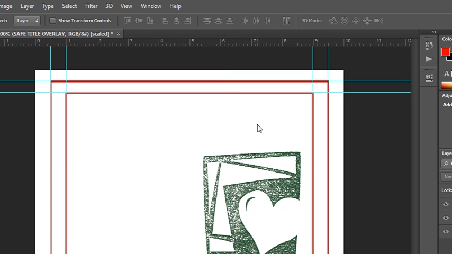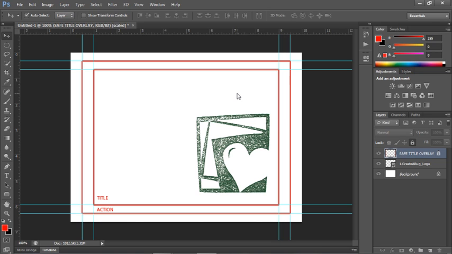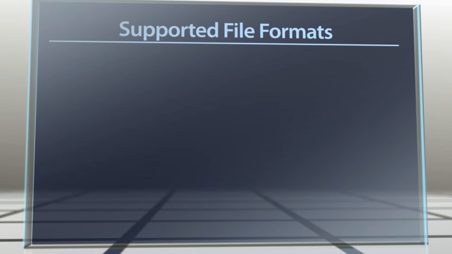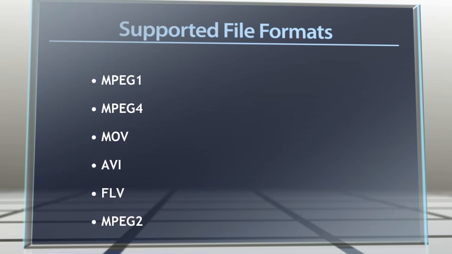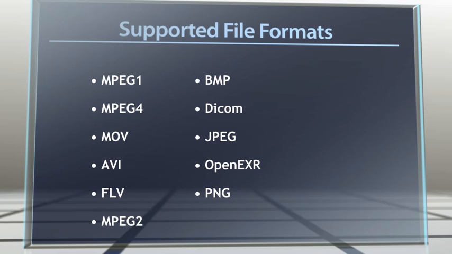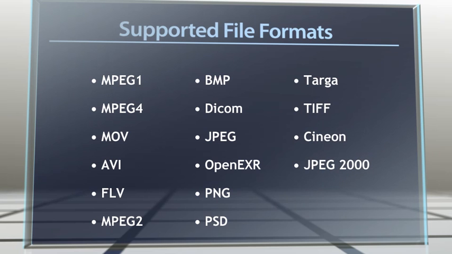Let's talk now about supported video file formats. In Photoshop Extended, you can open up the following file types and image sequence formats. There's MPEG-1 and MPEG-4, MOV files, AVI, FLV, that's your Flash video. We've got MPEG-2s, BMP, which is bitmap, DICOM, JPEG, OpenEXR, PNG files, PSD, which is your Photoshop files, Targa, TIFF, Cineon, and JPEG 2000.